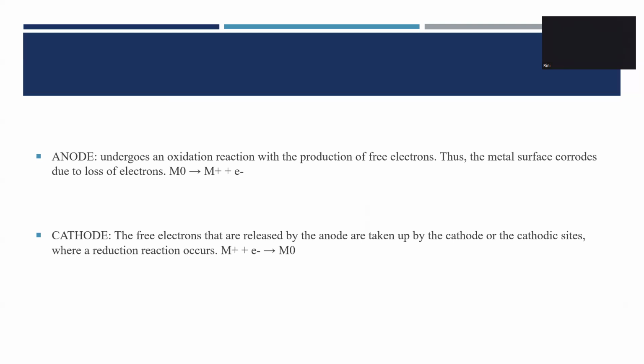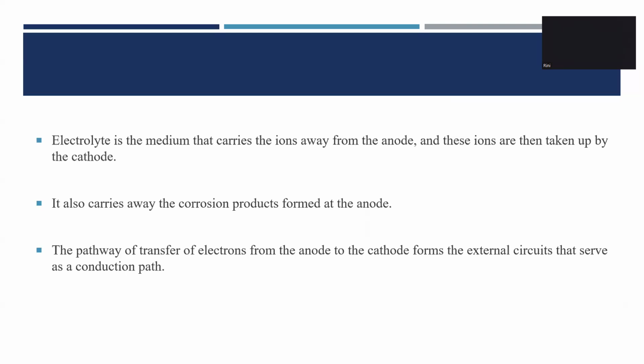And the cathode: the free electrons that are released by the anodic site are taken up by the cathode or the cathodic sites, where a reduction reaction occurs. The electrolyte is the medium that carries the ions away from the anode, and these ions are taken up by the cathode. It also carries away the corrosion product formed at the anode.